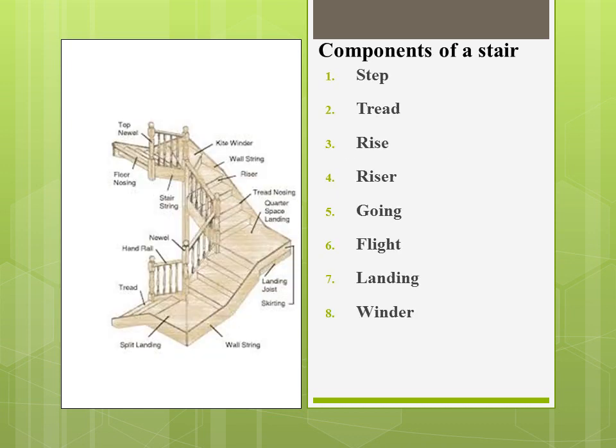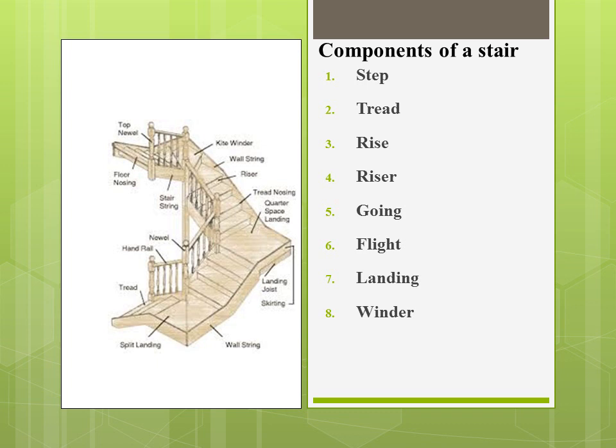Moving on to the components of a stair. First one is the step. It is a flat-topped unit used for moving from one level to another. Next component is tread. It is the upper horizontal portion of a step on which the foot is placed while ascending or descending. Rise. It is the vertical distance between two successive tread faces.